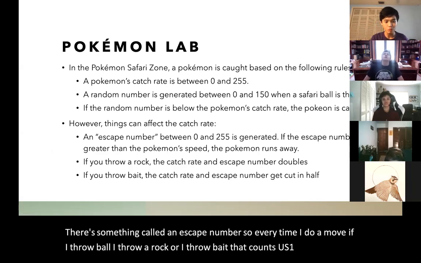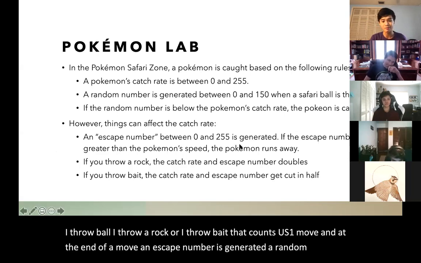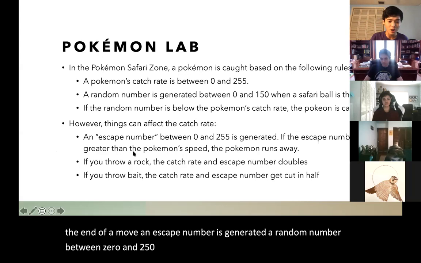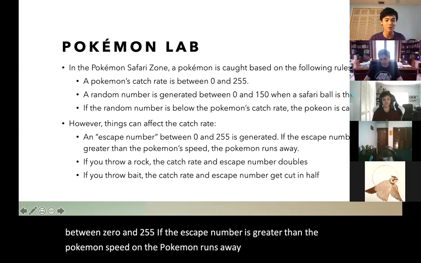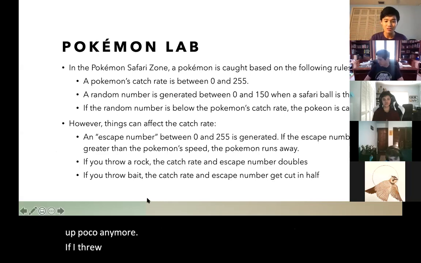And at the end of a move, an escape number is generated, a random number between 0 and 255. If the escape number is greater than the Pokemon's speed, then the Pokemon runs away and flees. I cannot catch that Pokemon anymore. If I threw a rock, the catch rate doubles, but the escape rate also doubles.